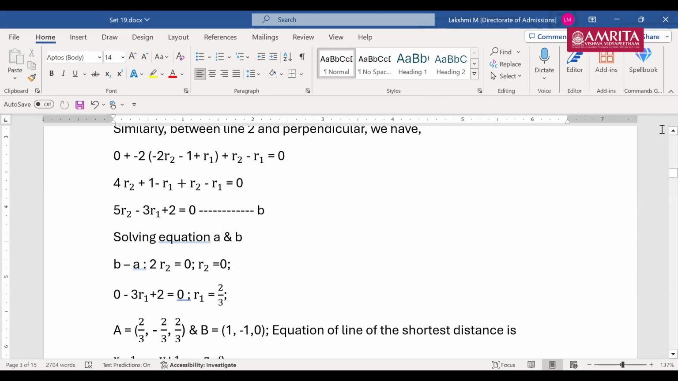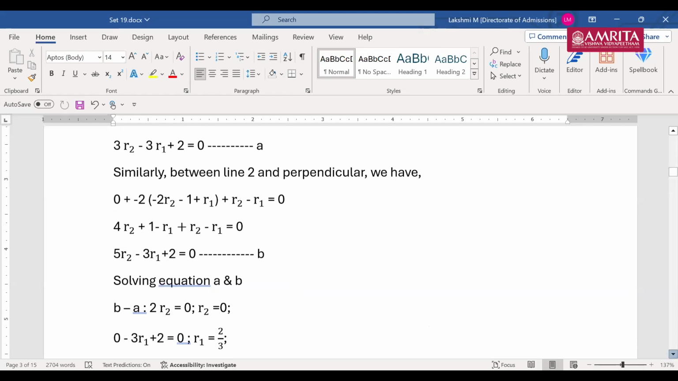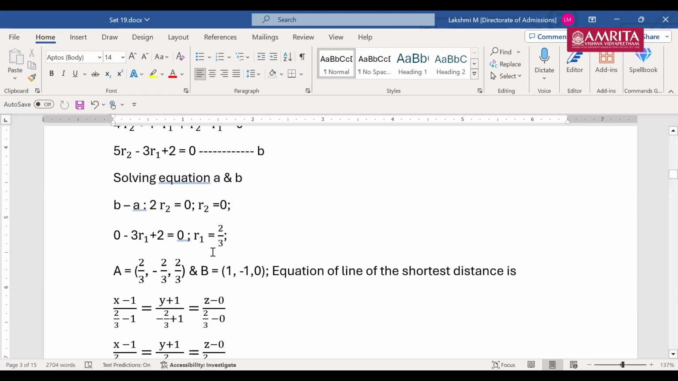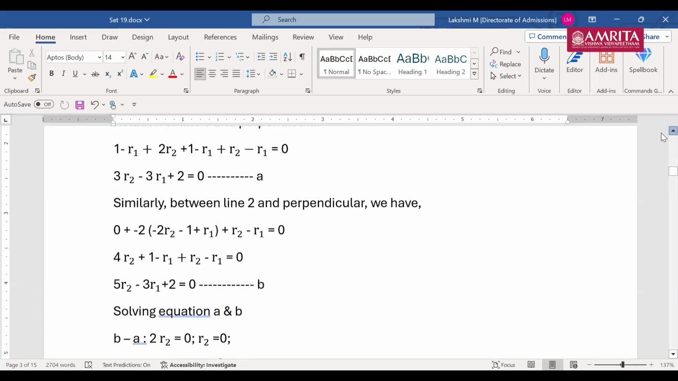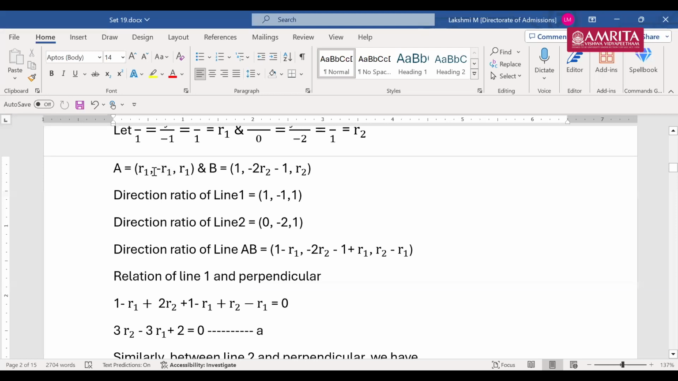In both the equations, you could see it's 3R1, 3R1. So this will get cancelled. Initially, you can find R2. This is like 5R2 minus 3R2. It's 2R2. That's 2. So it's going to be 0. And in the second case, when you're finding out R1, you have 2 by 3. So you got the values of R1 and R2, right? So it will be 1 minus 1, 0, because here you have to substitute it for this coordinate. You have to substitute it for this one. R1, minus R1, R1.